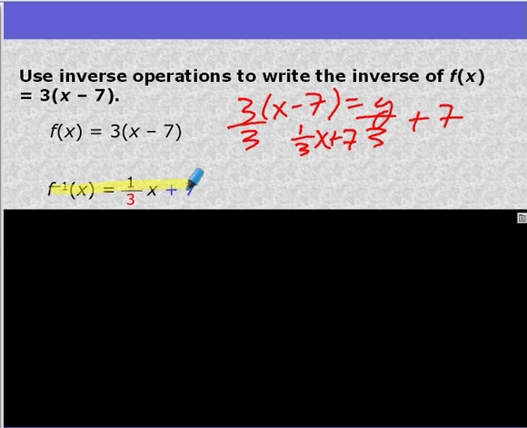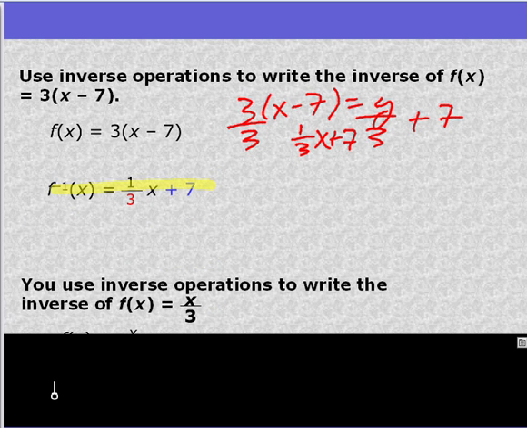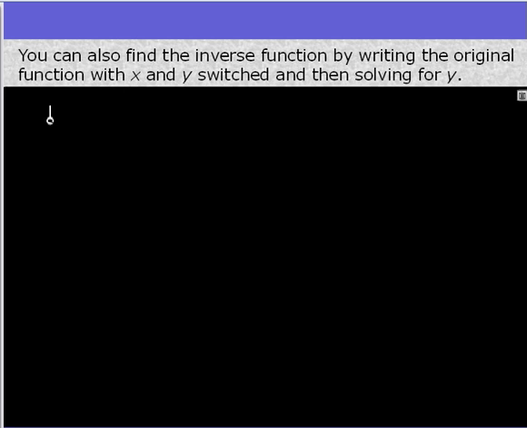All right, so this is a simple one. You should try and undo this and write the inverse function of f of x equals x divided by 3. Now, as I said, this is the way that I actually have learned to write inverse functions. You find the inverse function by writing the original function with x and y switched. So we're going to switch the x and y, and then we're going to solve for y. And I think this is easier because sometimes when you get multiple operations, it's hard to figure out the order that you undo things in.